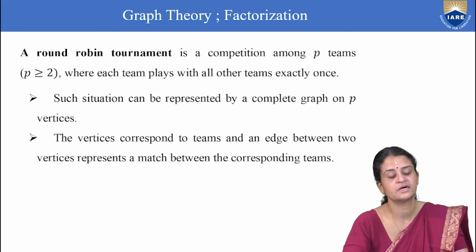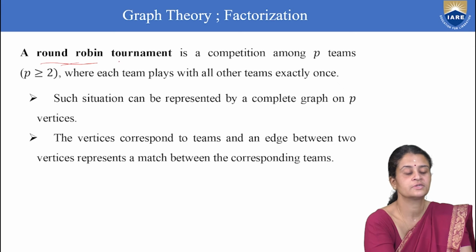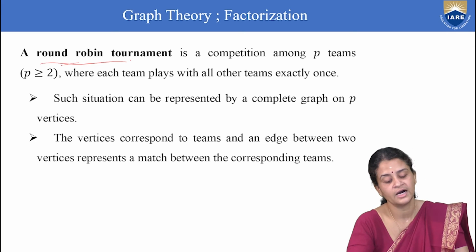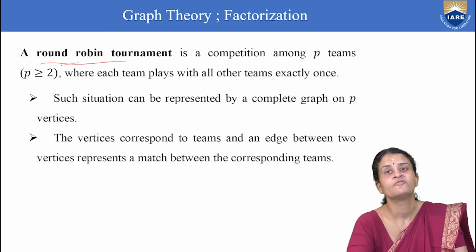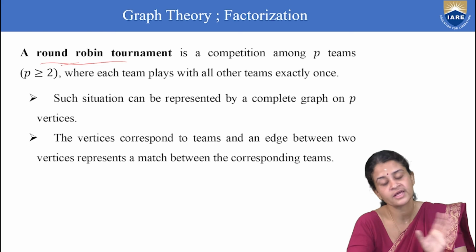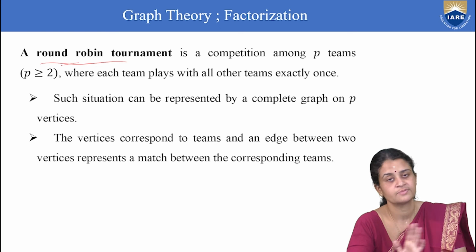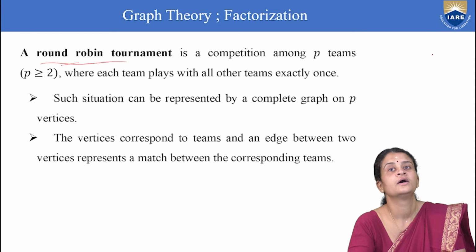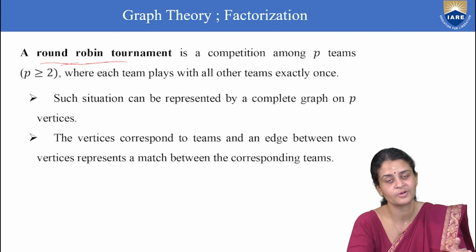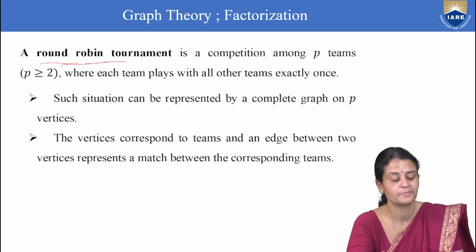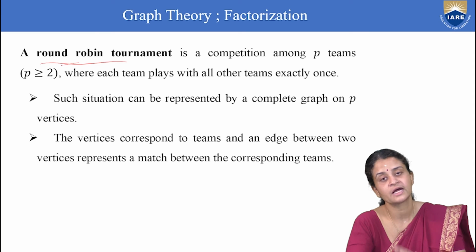It is termed a round-robin tournament. There is a competition among P teams, where P is greater than or equal to 2, where each team plays with every other team. Suppose 6 teams are there, each team plays with every other, but exactly once. Then we will take another knockout, and from there we take the next part. Such a situation we can represent as a complete graph on P vertices.